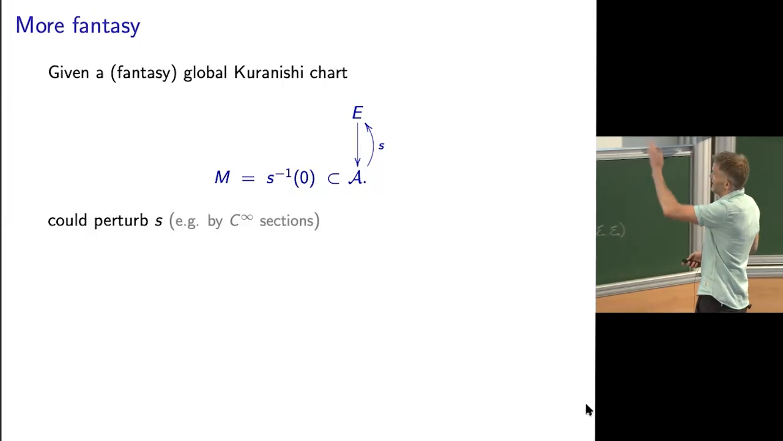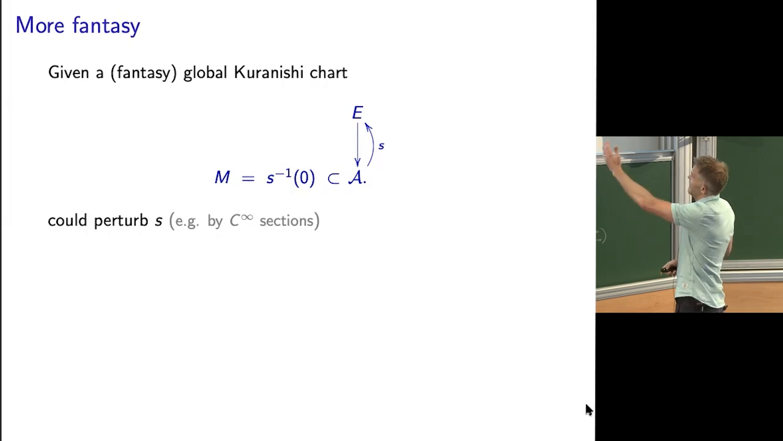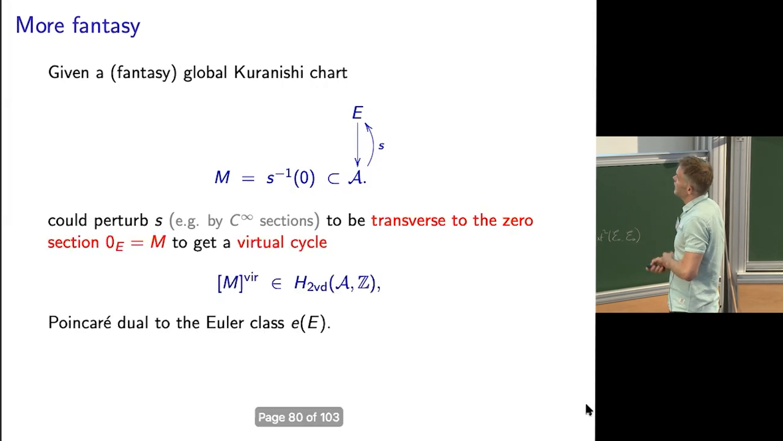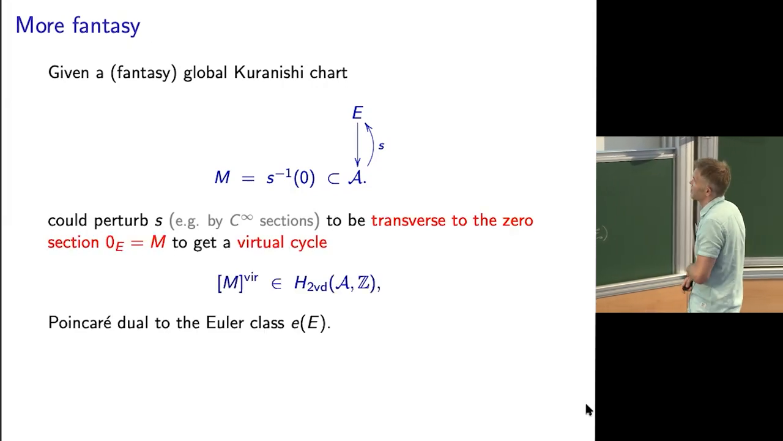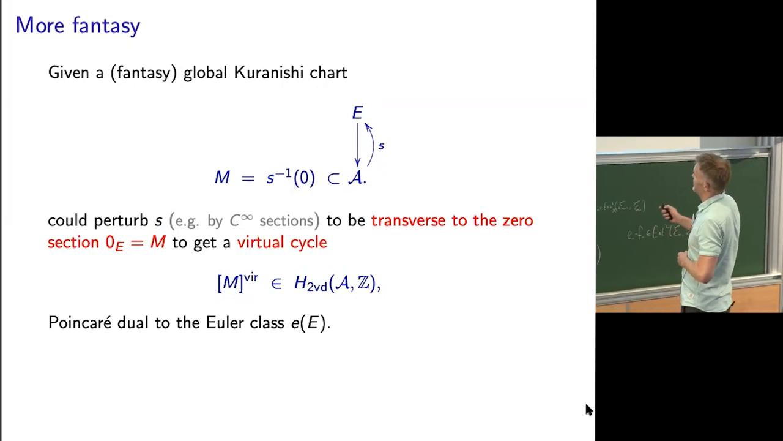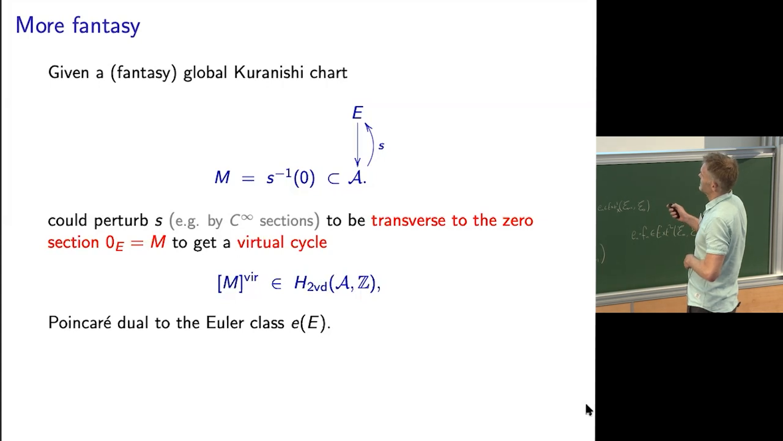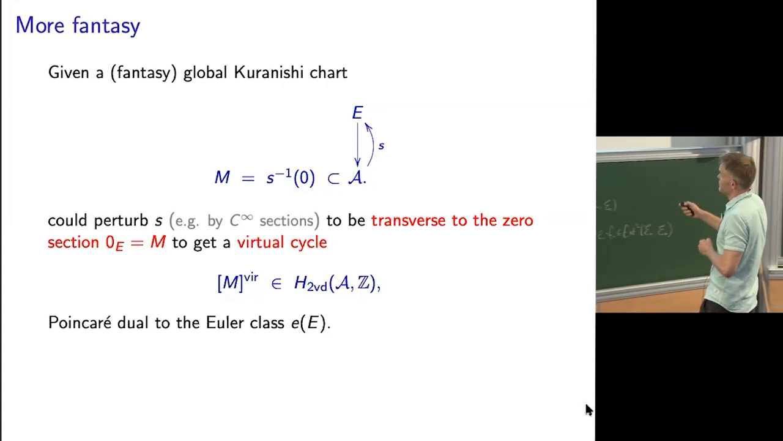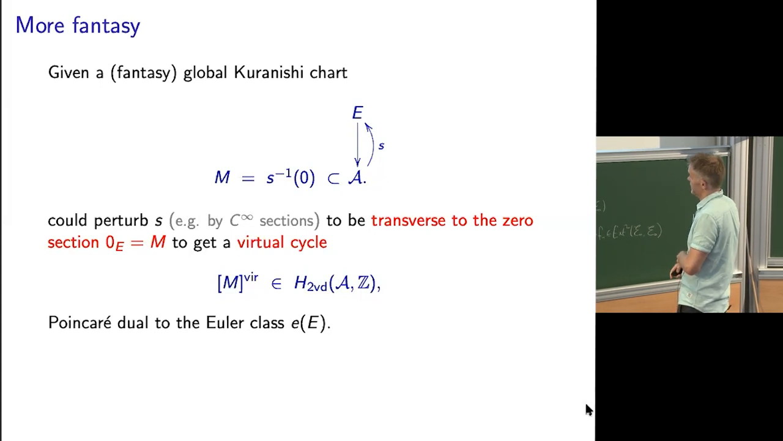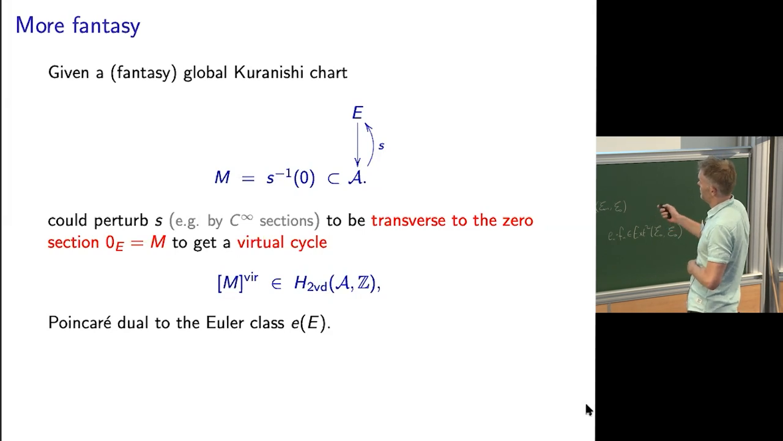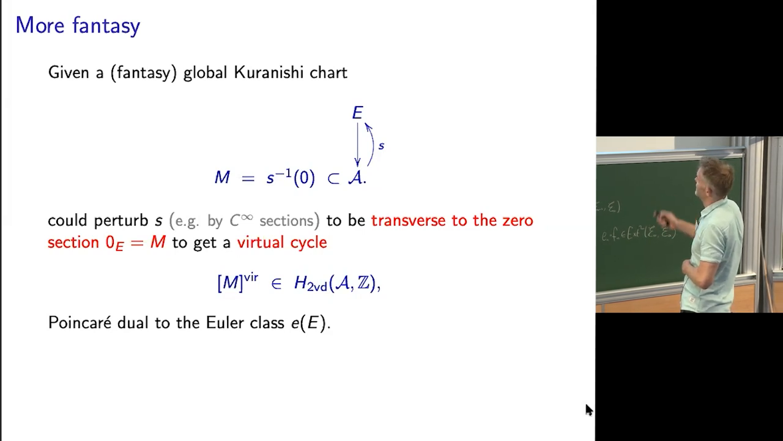And so let's go back to the fantasy. If we were in the fantasy case, then we could perturb the section so that it was transverse to the zero section. And then its zeros would now have the correct virtual dimension. So you would get a homology class of the correct virtual dimension in A. Unfortunately, not in M, because when you perturb, the zeros of S will move off M slightly. Okay, and you know what this homology class would be. It would be the Poincaré dual of the Euler class of E.